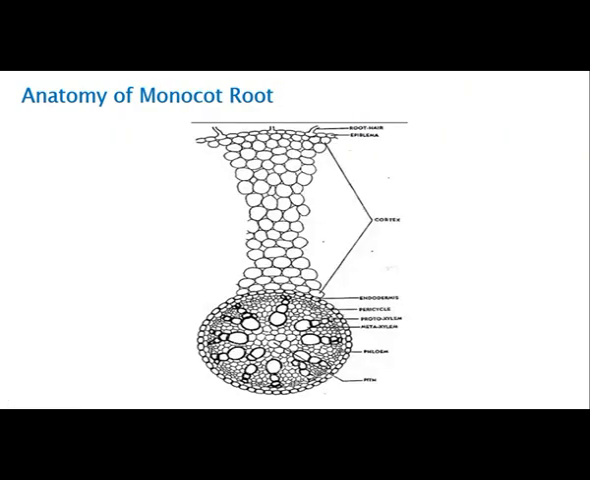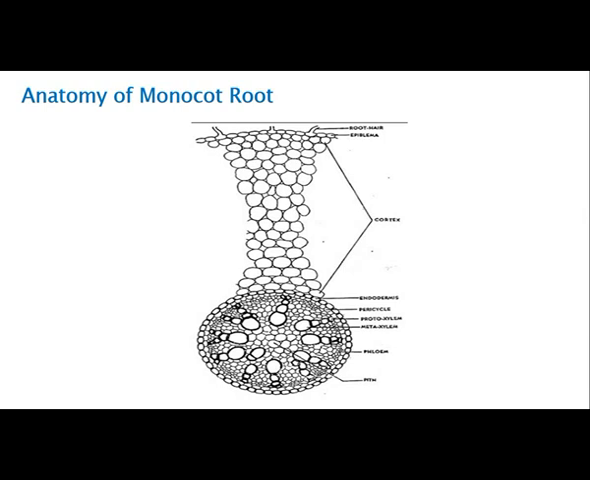Now coming to the anatomy of monocot root. The dicot root and the monocot root are almost similar in structure and anatomy. The difference lies in the vascular bundle. In case of dicot, as I already told you, around 4 to 6 xylem bundles are found.